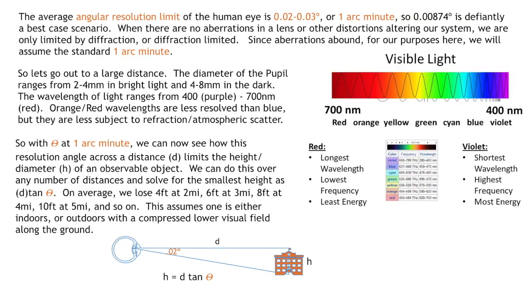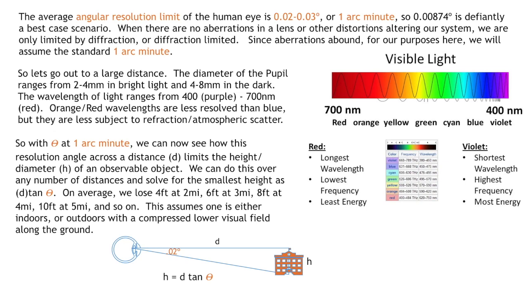So the average angular resolution limit of the human eye is 0.02 to 0.03 degrees, or 1 arc minute. So 0.00874 degrees is definitely the best case scenario. Keep that in mind. When there are no aberrations in a lens or other distortions altering the system, we are only limited by diffraction, or diffraction limited. Since aberrations abound, though, for our purposes, we will assume the standard 1 arc minute for the human eye.